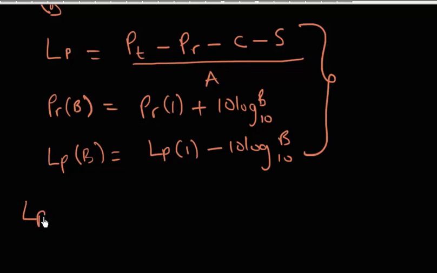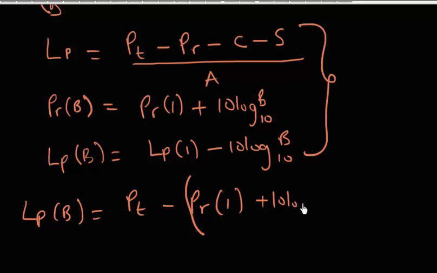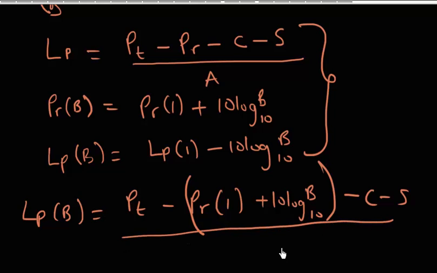So then I can write LP of B as PT minus PR of 1 plus 10 log of B minus C minus S over A. I just replace this term with this one.